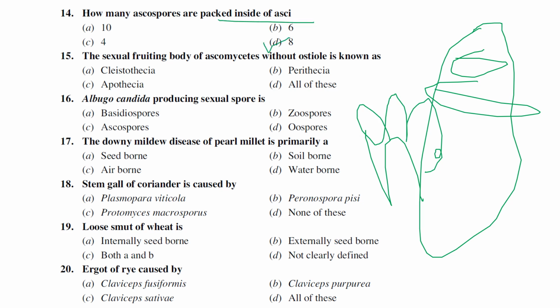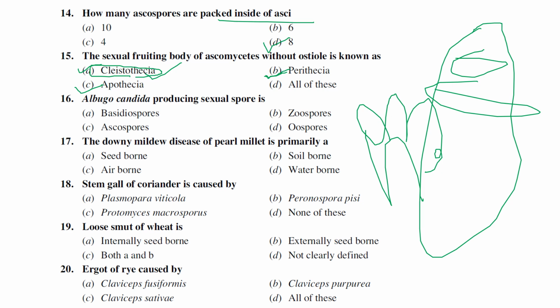The sexual fruiting body of Ascomycota without ostiole. So generally perithecium, cleistothecium, apothecium. Perithecium is a flask-shaped ascocarp. Apothecium is the open one, right? So cleistothecium contains no such kind of opening. So the answer is cleistothecium. Cleistothecium is a completely closed ascocarp. Apothecium is completely open. Perithecium is partially open with a small opening known as ostiole. What they asked is without ostiole. So the answer is cleistothecium.